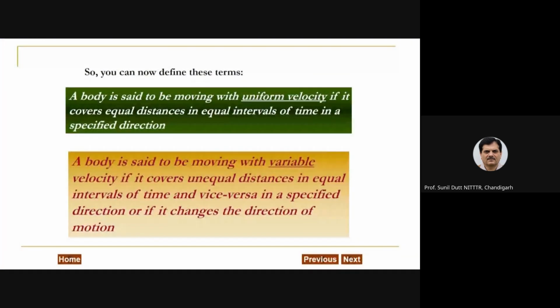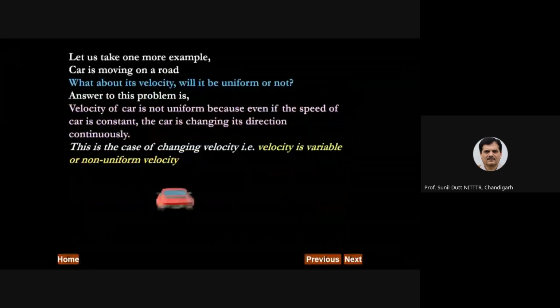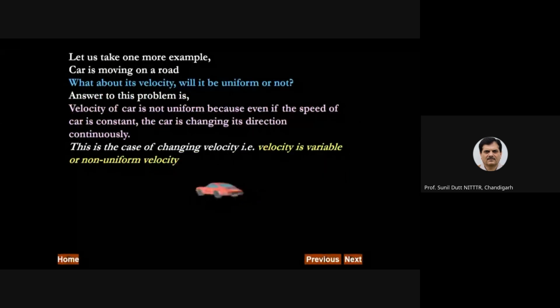So you can now define these terms. A body is said to be moving with uniform velocity if it covers equal distances in equal intervals of time in a specified direction. So a body is said to be moving with variable velocity if it covers unequal distances in equal intervals of time and vice versa in a specified direction, or if it changes the direction of the motion. Now next slide. Let us take an example.